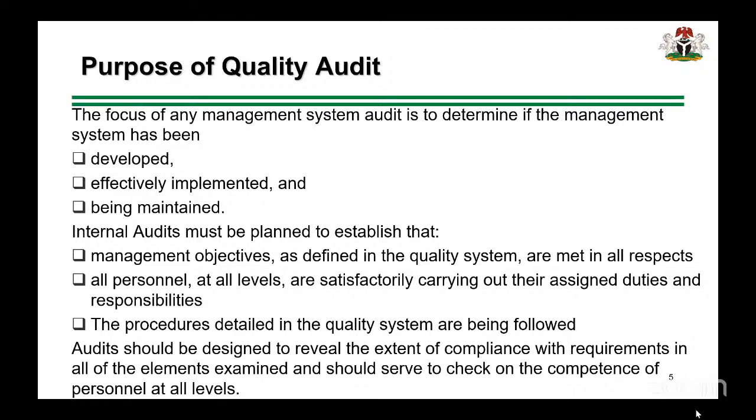So the procedure is detailed in the quality system as follows. An audit should be designed in such a way that it reveals the extent of compliance with the requirements of all the elements that are examined. So let's say, for example, you're auditing a particular section or you're auditing the whole facility. Every aspect that is being audited, there must be compliance to the requirement.